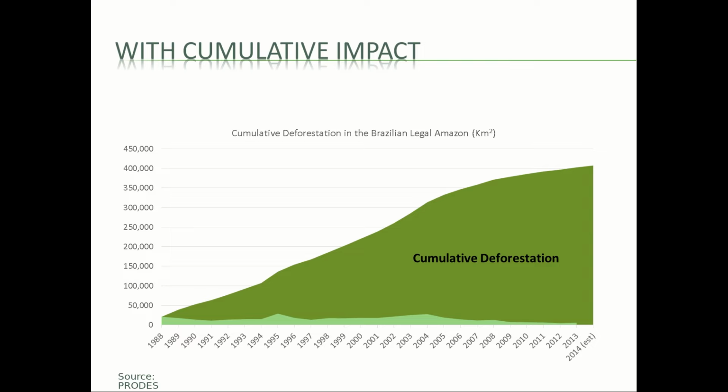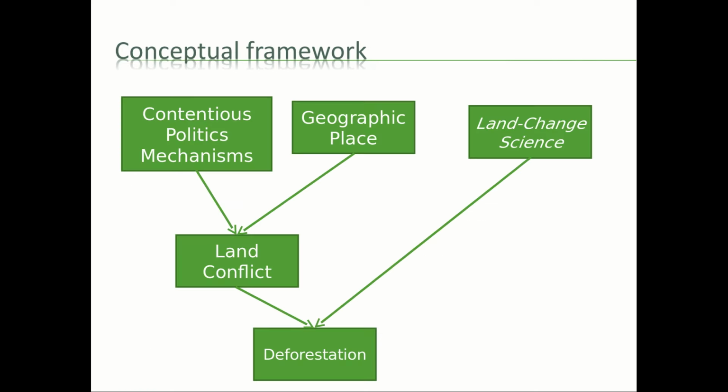So these are the annual amounts of deforestation shown, just to show you the difference between the annual rates, which sometimes make it seem like they're doing really great, but the cumulative impacts just keep rising. And so the idea here is that we can look at how land conflict, and I'll talk about how that actually comes about, can connect to land change or deforestation.